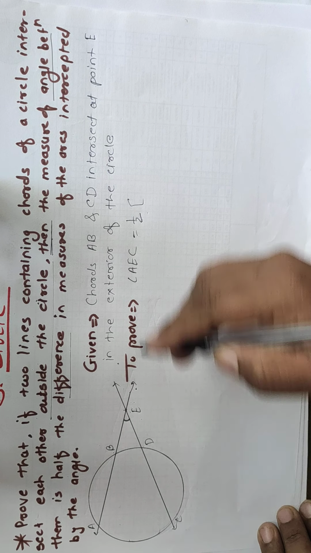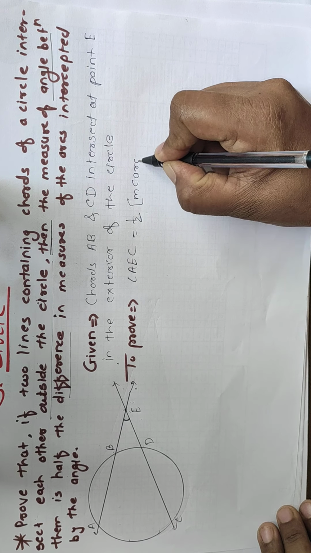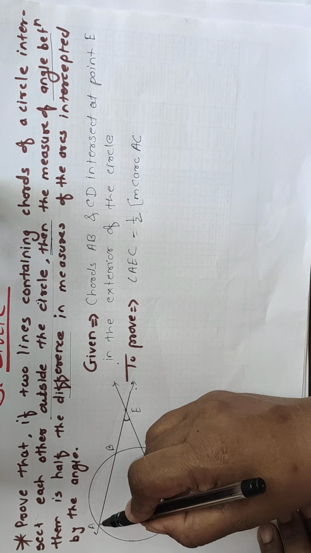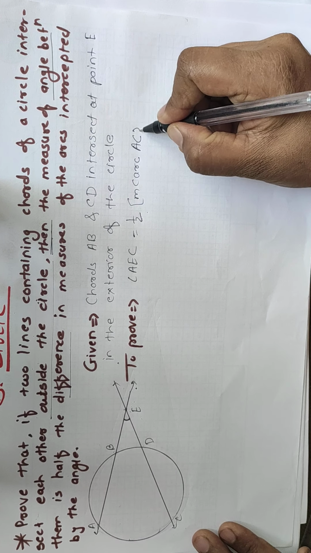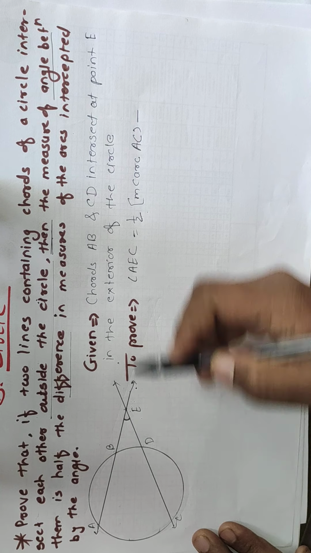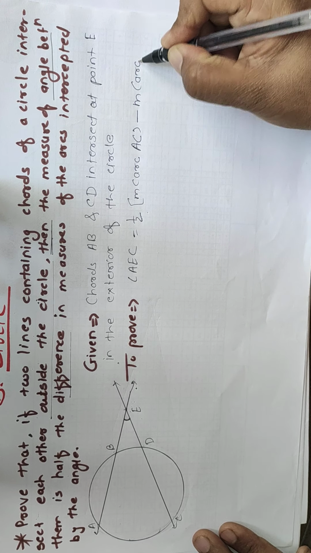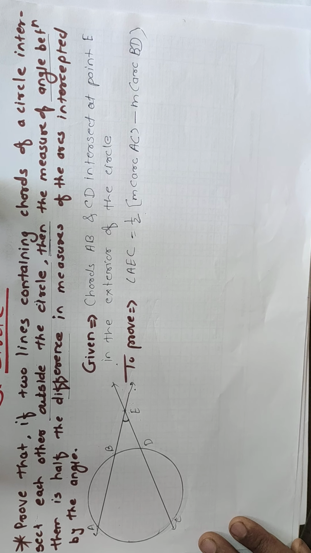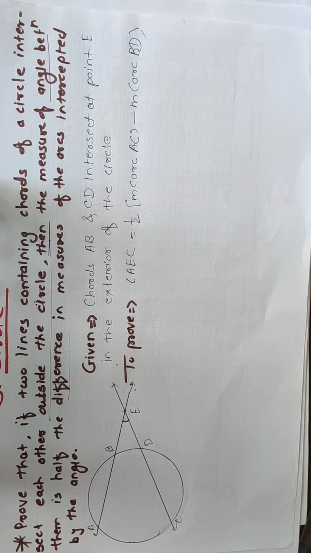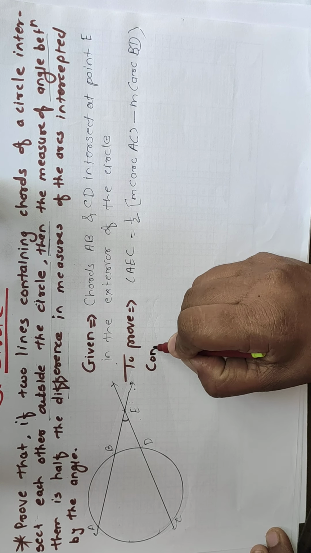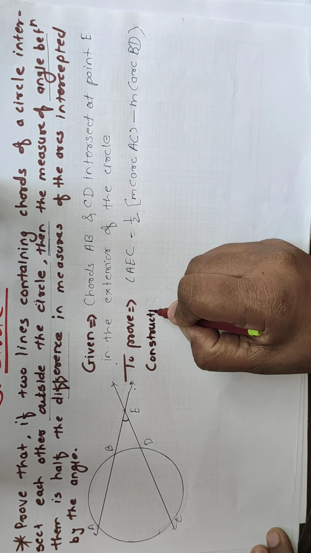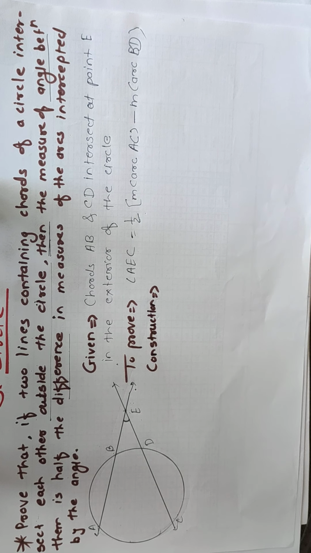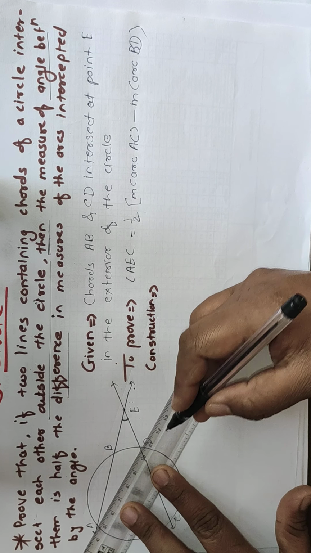So first of all, we write the measure of arc AC, and difference means subtraction, and the measure of arc BD. So this is our to prove. Afterwards, now we will move towards the construction. We have to do the construction if we want to prove this. So the construction is that we have to join A and D.